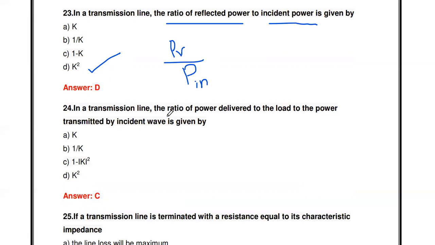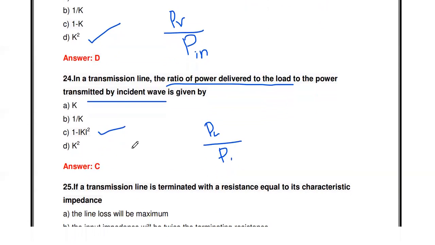Then in a transmission line, the ratio of power delivered to the load to the power transmitted by incident wave is dash. The previous one was the ratio of reflected power to incident power. This is power delivered to load divided by the incident power. That ratio is equal to 1 minus modulus of K the whole square. So this is the formula. In theory, we derived these formulas in the power measurement of transmission line.